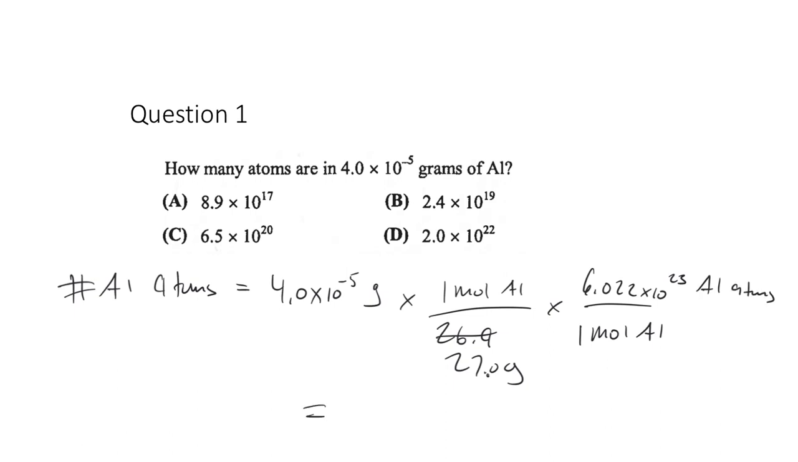So that should work out to 4 times 10 to the minus 5 divided by 27 times Avogadro's number. And I get 8.92 times 10 to the 17.